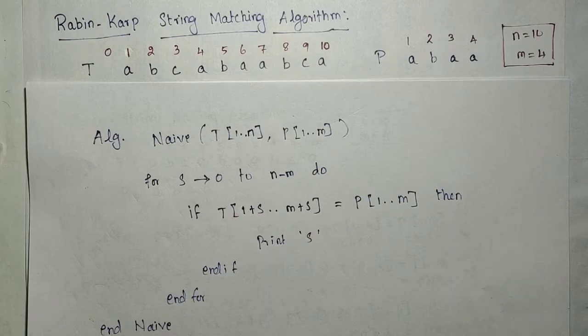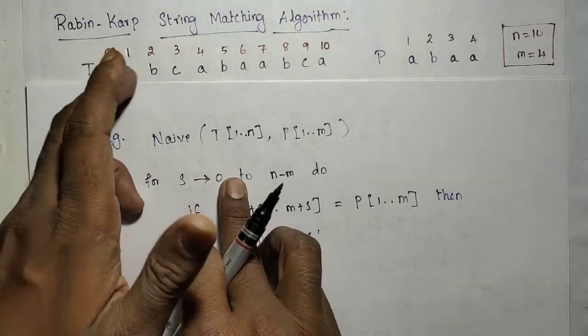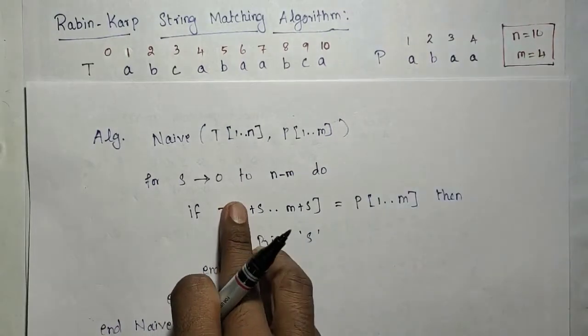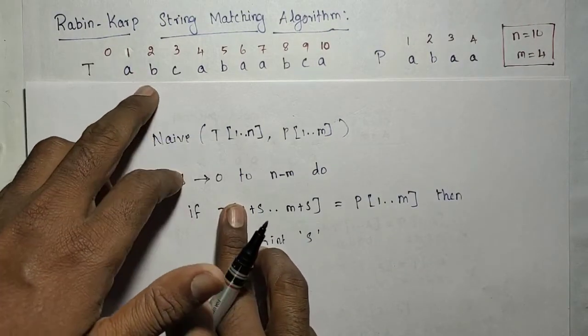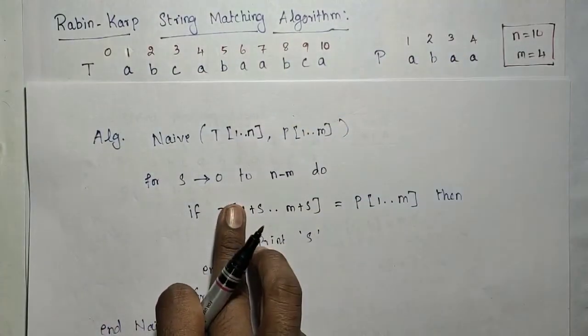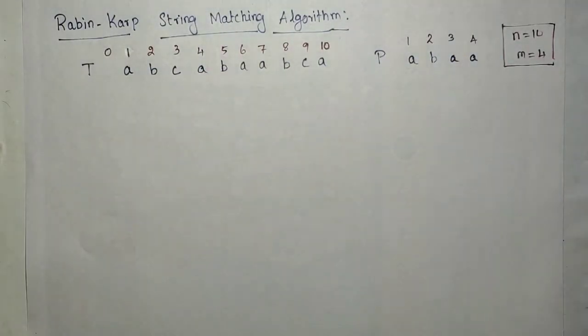Correct? So how is that possibility going to be checked? In the zeroth iteration, we check whether the first four characters can possibly match the pattern. Similarly, for s equal to 1, we check whether the next four characters can possibly match this pattern.